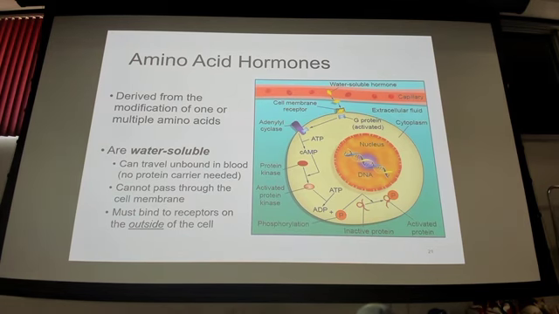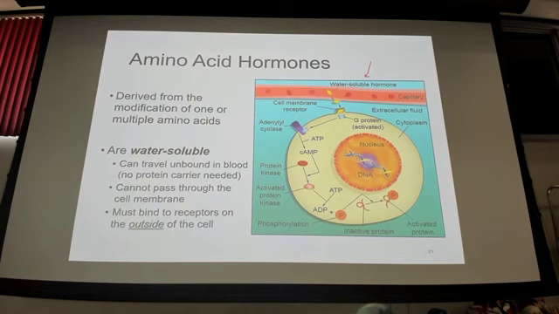Now you don't have to. This picture right here is just a generic example of a water-soluble hormone, so you don't have to worry about anything in that picture other than what it looks like, the general information that it's conveying. So they're water-soluble, which means they can be transported unbound. Okay? They can go through the bloodstream without a transport protein, without being bound to a specific transport protein or to albumin, which are the two main ways that our steroid hormones get around.